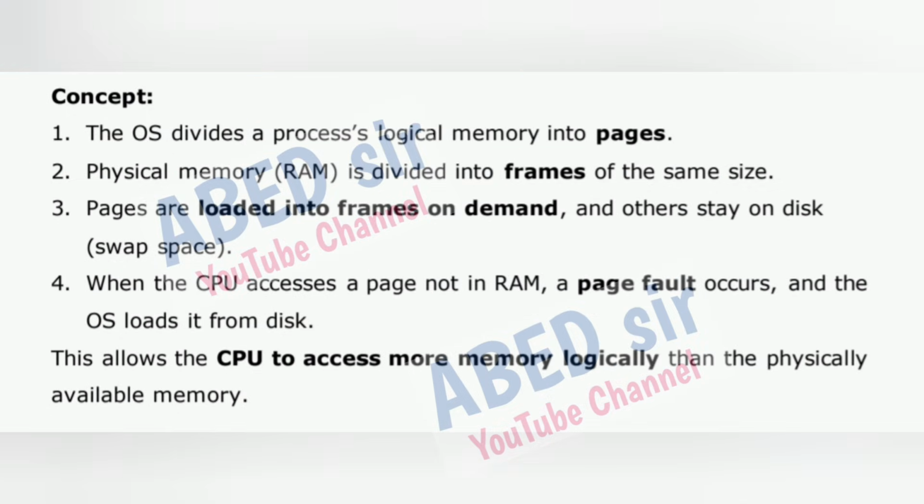Concept. 1. The OS divides a process's logical memory into pages. 2. Physical memory, RAM, is divided into frames of the same size. 3. Pages are loaded into frames on demand, and others stay on disk, in swap space. 4. When the CPU accesses a page not in RAM, a page fault occurs, and the OS loads it from disk. This allows the CPU to access more memory logically than the physically available memory.